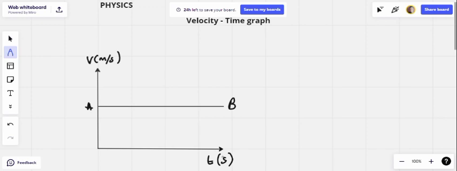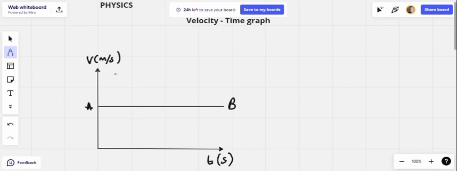The unit for time is seconds. So let's analyze our velocity time graph. Remember, a graph always has two axes, but those two axes will divide it into four quadrants or four parts. So the velocity time graph falls on the first quadrant, where everything is positive.